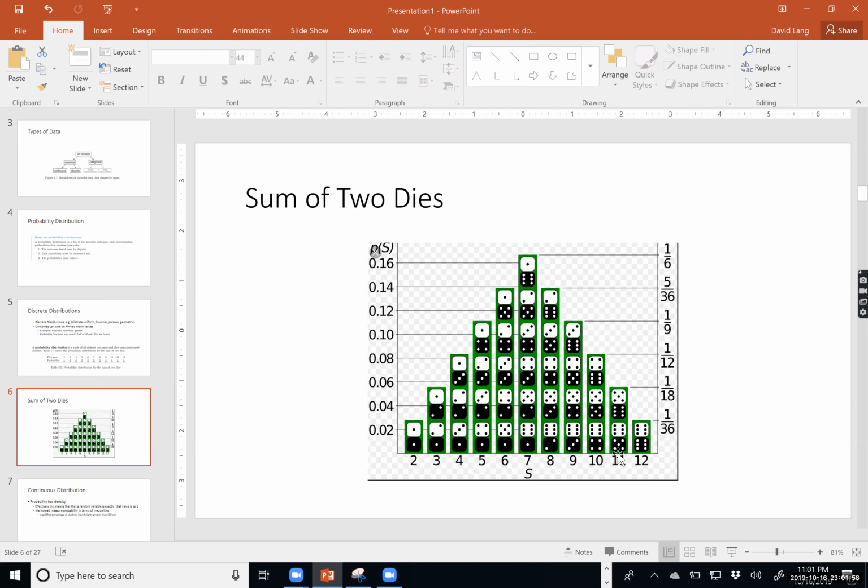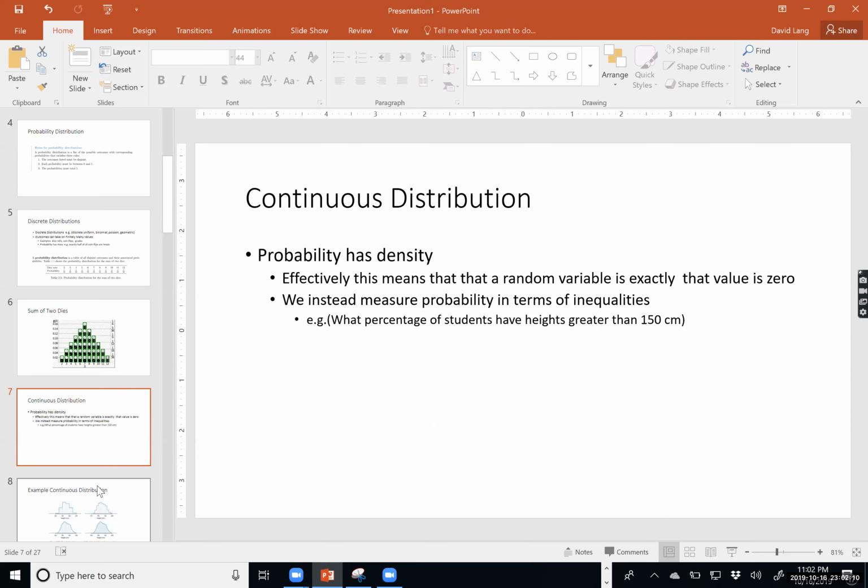And visually we can see this, that part of it is just that when we roll two dice, there are more possible ways to get a 7 than there are to get, say, a 2 or a 12. That's all I want you to know about discrete distributions. Again, we aren't going to be using these techniques too formally, but it's helpful to have a little bit of an intuition of what's going on.